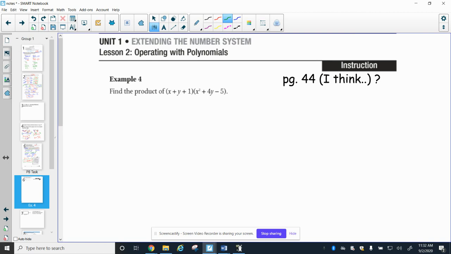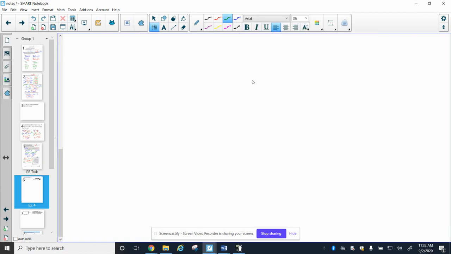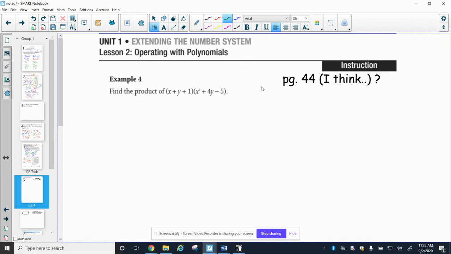Okay. Let's wrap up what we started on Tuesday in class. So example 4. Okay, this is ramping things up for us. So it says find the product, and then we have two trinomials on the inside. Okay, this is one where we're going to have to just stay really organized and take our time. I think it's on page 44. I don't have my page number on here. It got cut off at the bottom. Okay, so you guys are going to have to look and make sure that it's right around there.